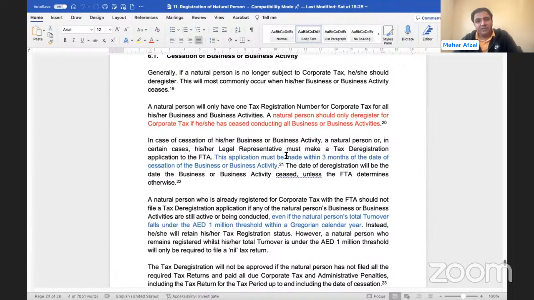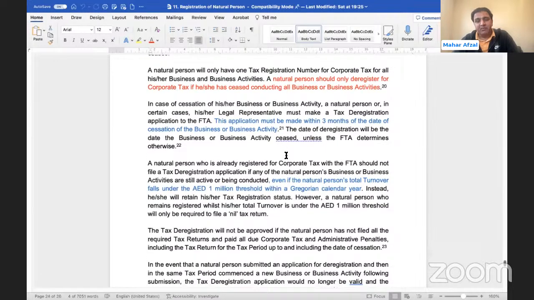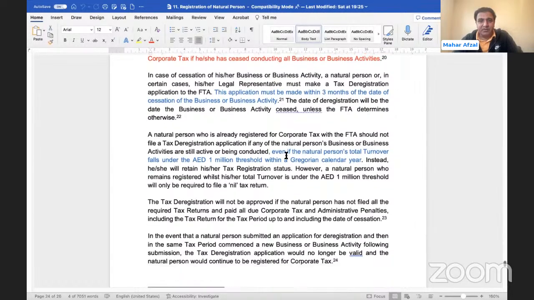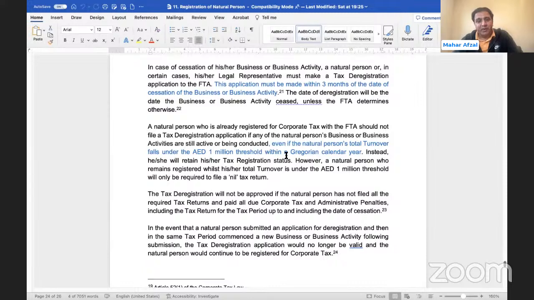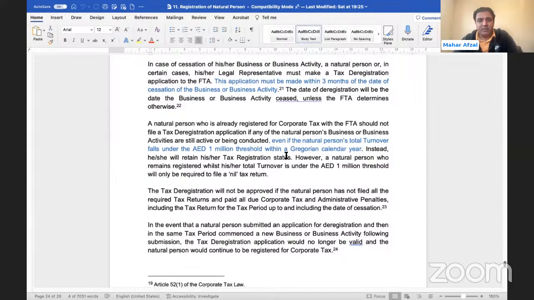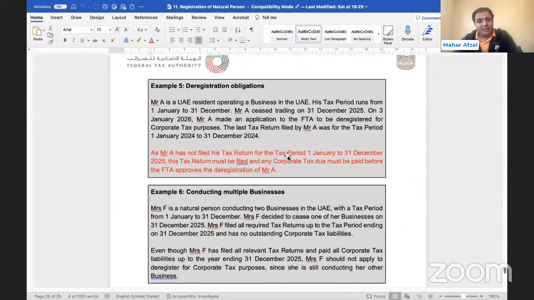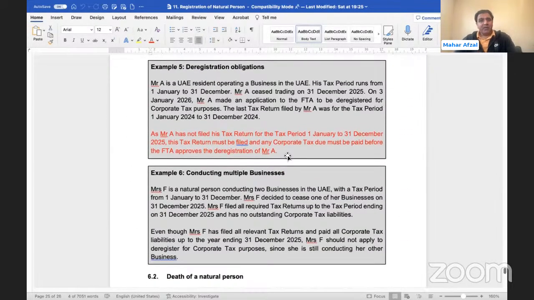It doesn't matter, we already discussed this in detail. One person may have multiple businesses. Unless and until you have a single license, even if the revenue is less than 1 million, you cannot deregister yourself. And if you are winding up everything, you need to apply for deregistration within 3 months from the date of the winding up of the business. That is why I have highlighted it: deregistration obligation.